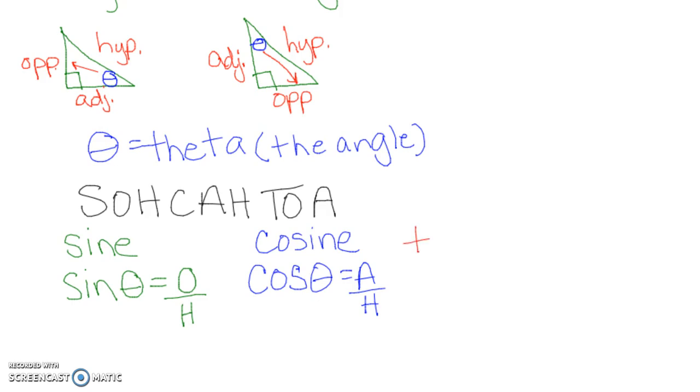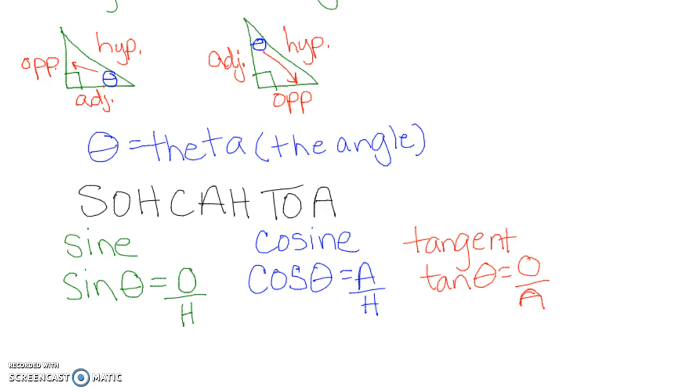And then we have our last trig function, the tangent. And we use TAN for short. And that tangent function compares the opposite side to the adjacent side. So here's how it puts together with Sohcahtoa.